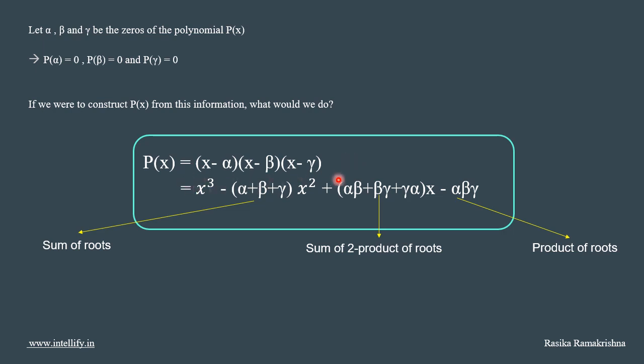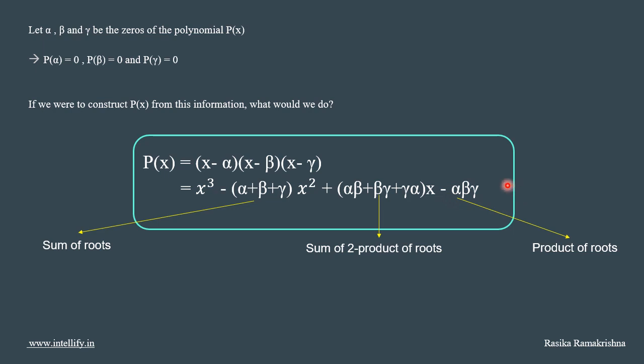Okay, so once you expand this, you can write this as x cubed minus alpha plus beta plus gamma times x squared plus alpha beta plus beta gamma plus gamma alpha times x minus alpha beta gamma. Alright, so here the coefficient of x squared is the negative sum of the roots. The coefficient of x is the sum of two product of roots. So what do I mean by two product? It is nothing but taking the product of two roots at a time, right? So this is the sum of two products. So that's the coefficient of x, and the constant term is nothing but the negative product of the roots.